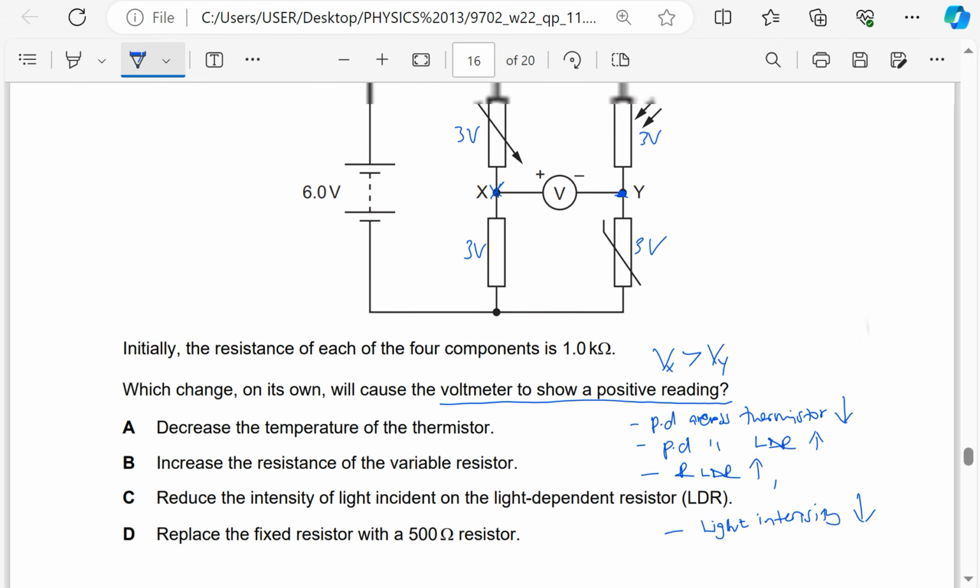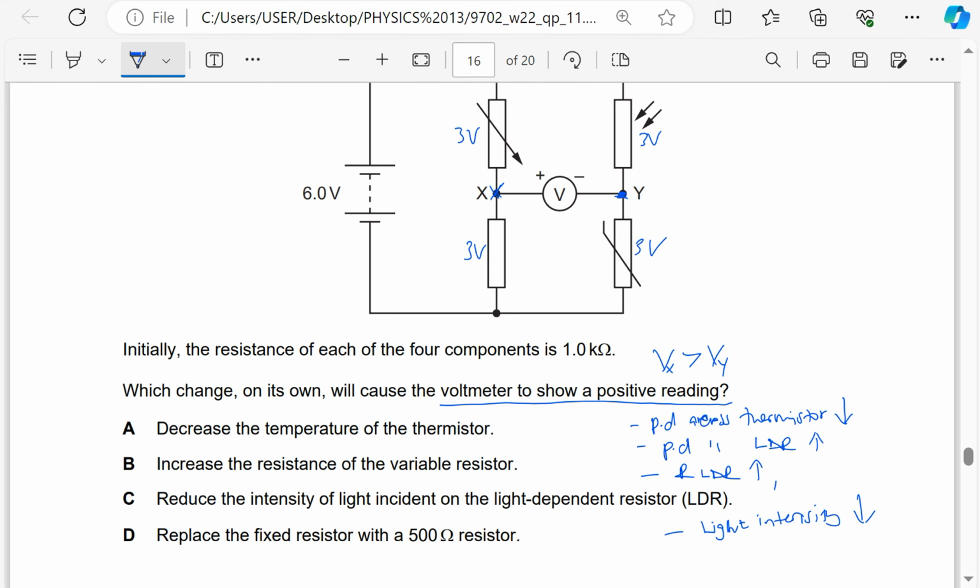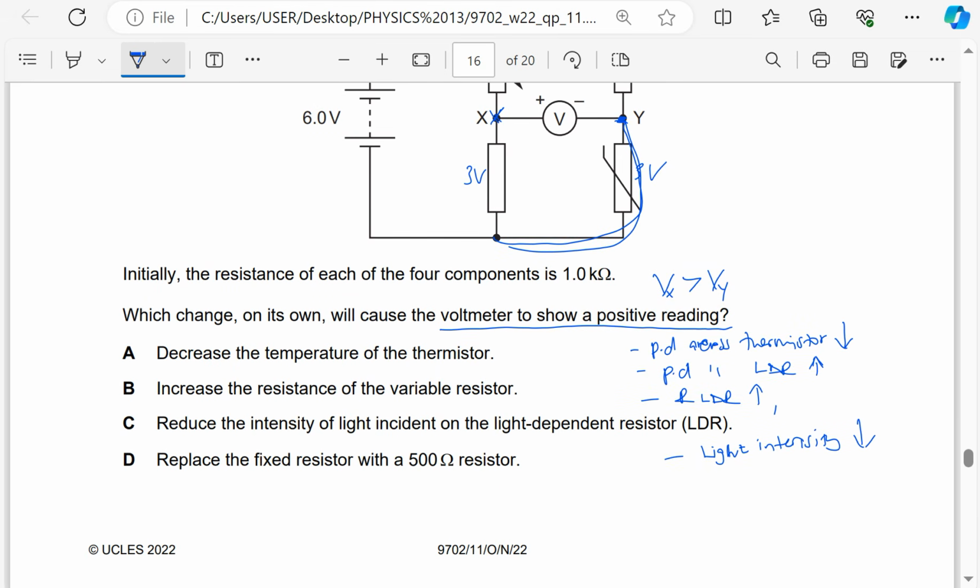So I said potential at X should be greater than potential at Y. That's number one. Number two, for potential at Y to be smaller, we must reduce the PD across the thermistor, this part here. Making the PD across the thermistor smaller is the same as making the PD across the LDR higher. Remember conservation of energy: the total should remain 6. And if I make the PD across the LDR higher, it's because the resistance of the LDR increases. The only way the resistance of the LDR increases is when the light intensity decreases. So the answer is going to be C. Reduce the light intensity incident on the light-dependent resistor.